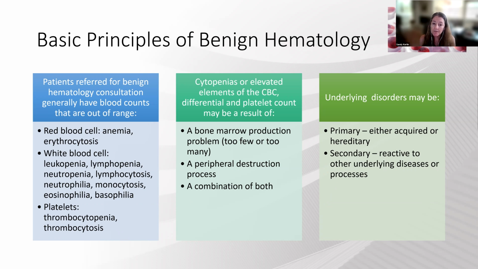For cytopenias or elevated elements of the CBC, this can happen because of an abnormal bone marrow process or peripheral destruction or some combination of both. So I always explain to patients, are you making cells like you should and then they're being destroyed, or are you not making them? For underlying disorders, this can include either primary, either acquired or hereditary, or secondary. And many of the patients that I see, these are secondary processes to other underlying diseases or processes. And we're going to talk more about that as we go through this.